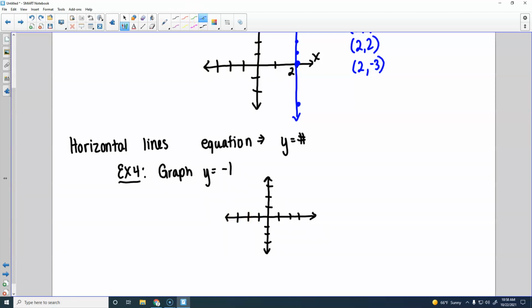So y equals -1 is going to be a horizontal line. The reason it is a horizontal line is because it means all the y coordinates are -1. So like if I had (0, -1), (1, -1), (2, -1), you could have (-1, -1). X can be anything, but the y coordinate is always -1. So if you graph those points, (0, -1) would be right here. (1, -1) would be here. (2, -1) would be here. (-1, -1) would be here. You can see those lining up there in a horizontal line. It's going to cross the y-axis at -1.